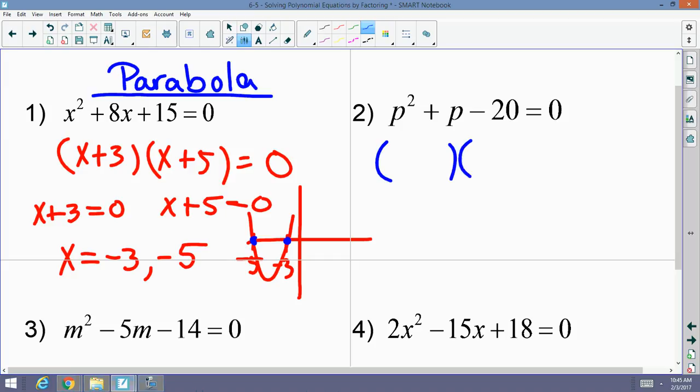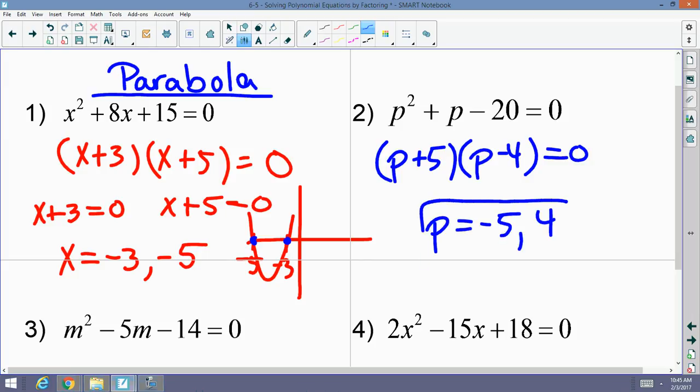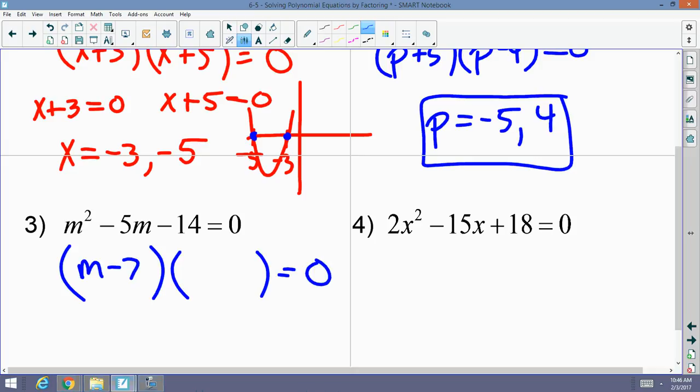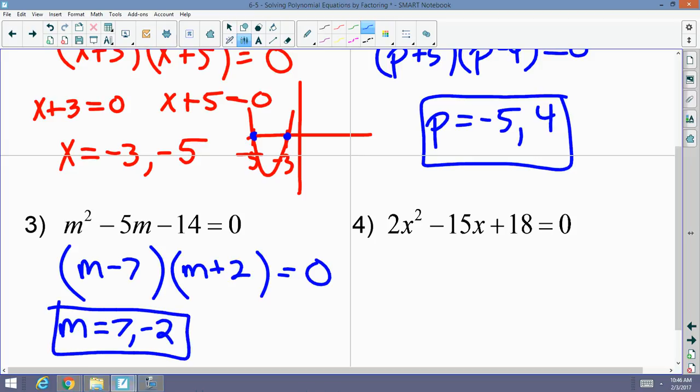What times what? You got it. (p + 5)(p - 4) = 0. Zero product property. p is going to equal negative 5 and 4. Boom. What times what is negative 14, but when added together is negative 5? m minus 7 and m plus 2. Zero product property. What does m equal? What are my solutions here? 7 and negative 2. Bingo.